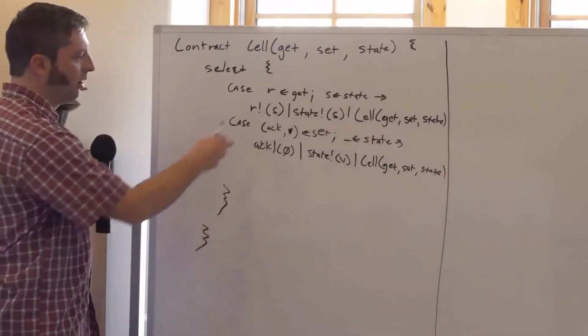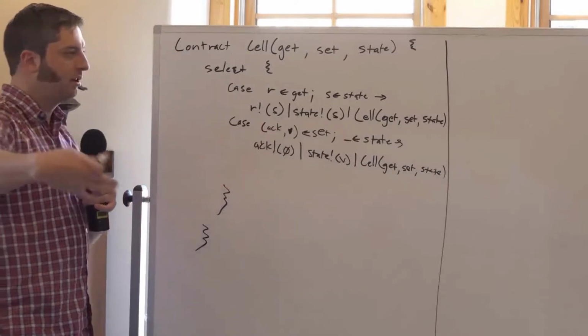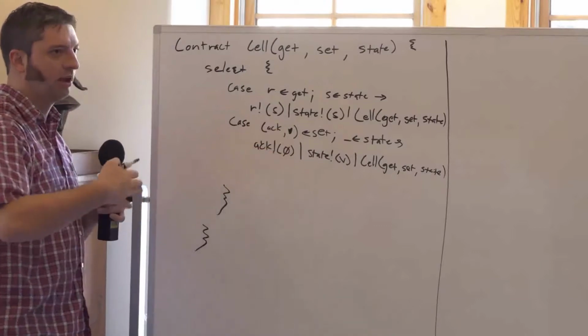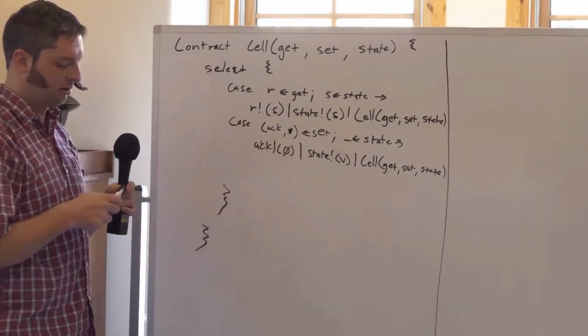So, and now if you want to do your gets after the set, you now have a channel where you can tell that the set has now occurred.